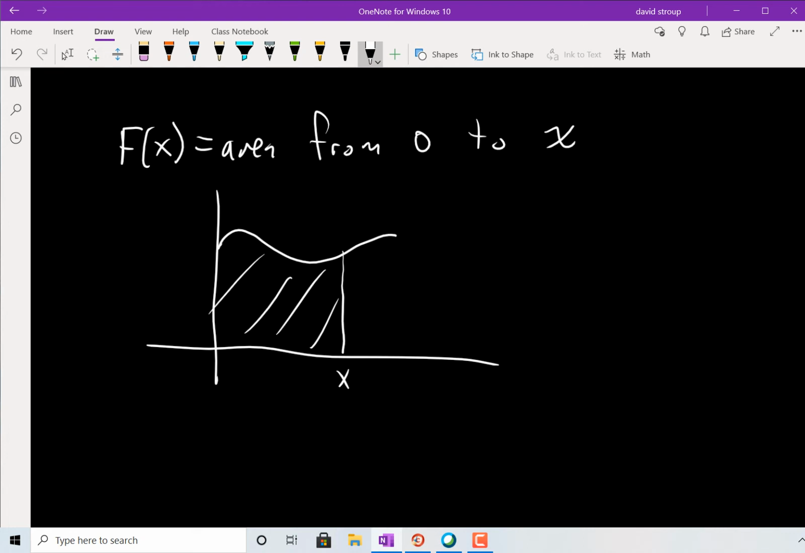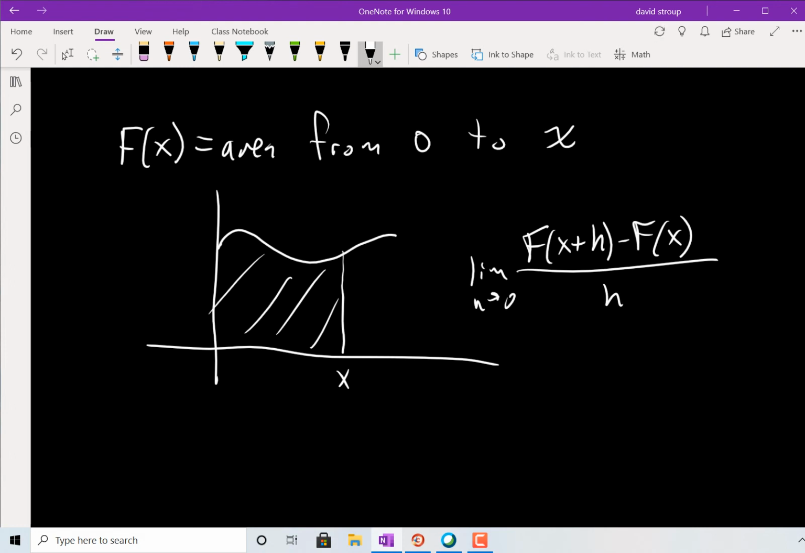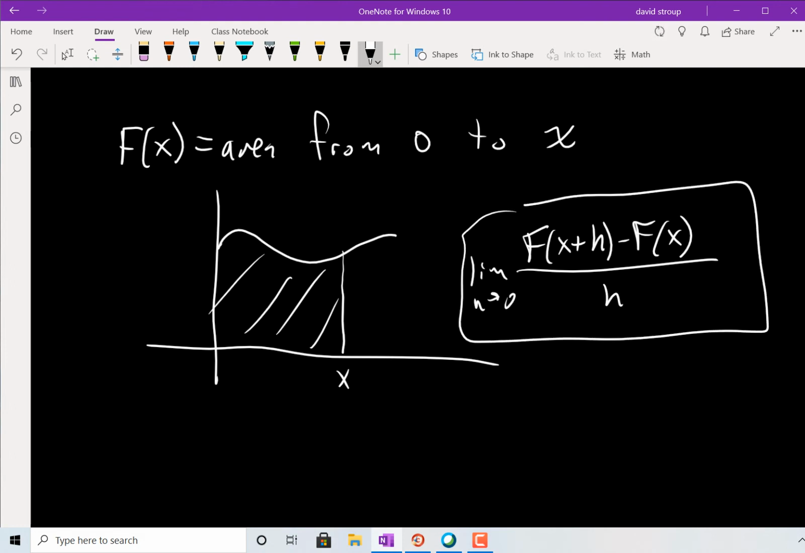If you remember, the definition of the derivative is basically like a slope. It's big F of x plus h minus big F of x, all over h. So the original definition is the limit as h goes to 0 of big F of x plus h minus F of x, all over h. This is the derivative definition. It's F prime of x. So let's think about the bits and pieces here.